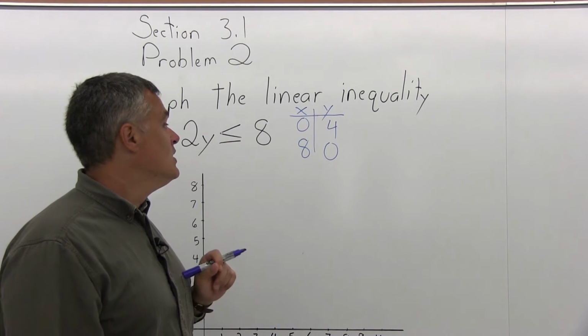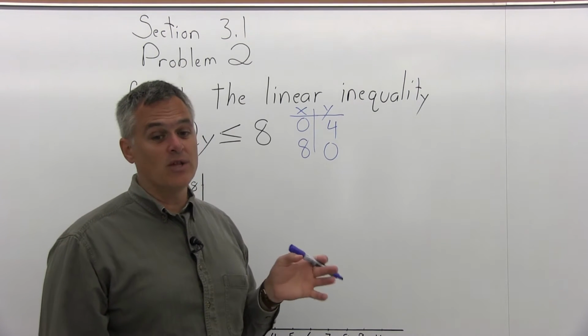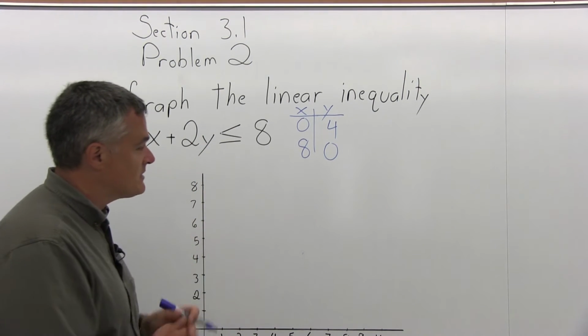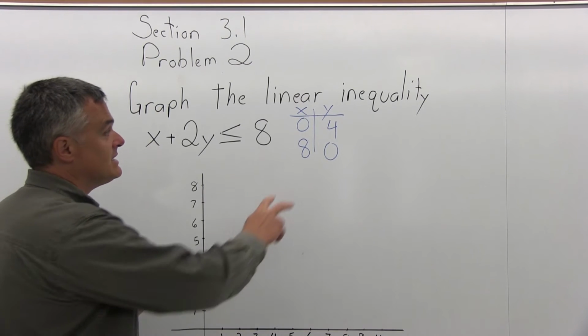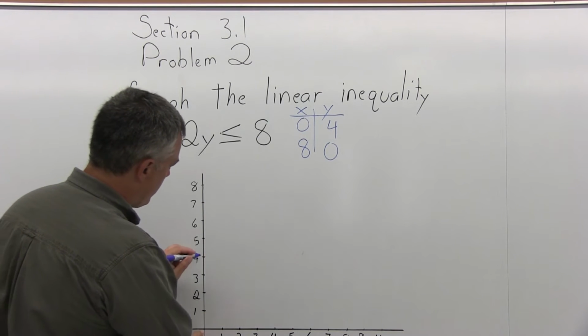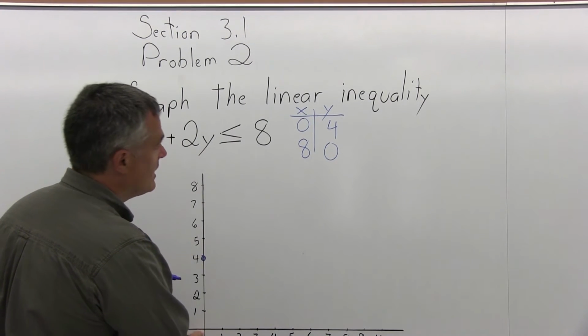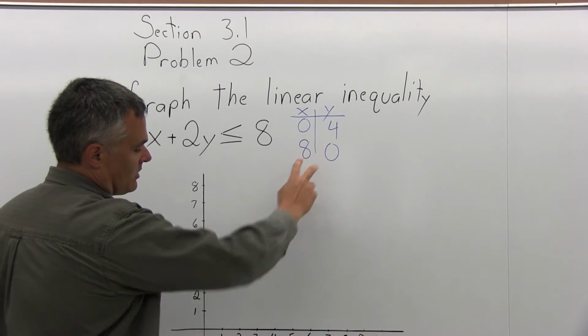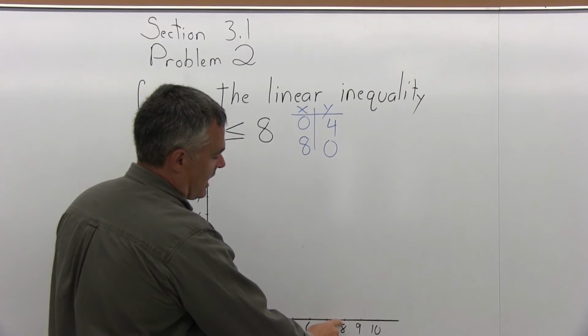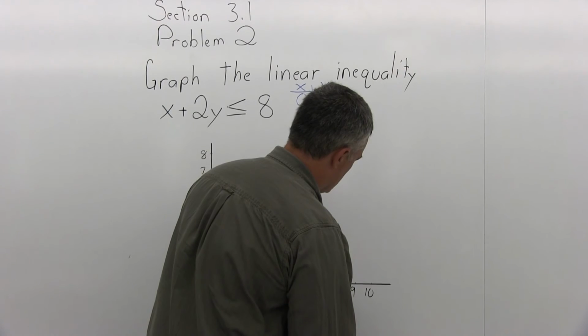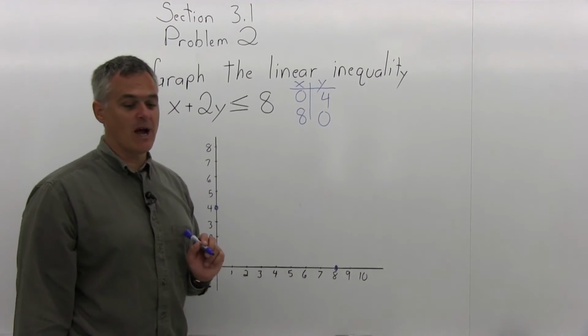So step 2 is plot those 2 points on a graph, and I happen to have a graph set up and ready. So one point is (0, 4). So I go over 0, up 4. There's the first point. The other point is (8, 0). So I go over 8, up 0. There's the second point. So that's step 2. Plot the 2 points on a graph.